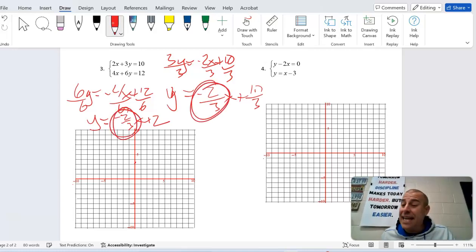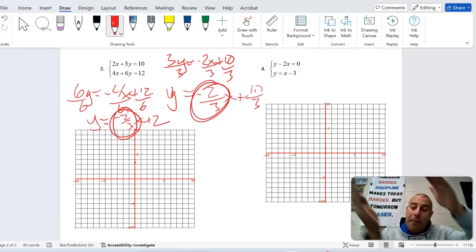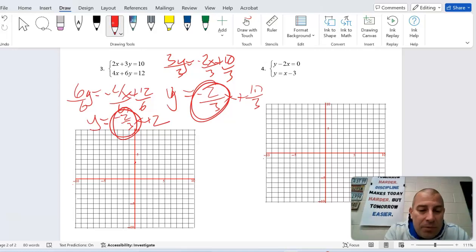The slopes, they're the same. When slopes are the same, they are parallel. So these are going to be parallel lines. One of them starting at 3 1/3, the other one starting at 2.